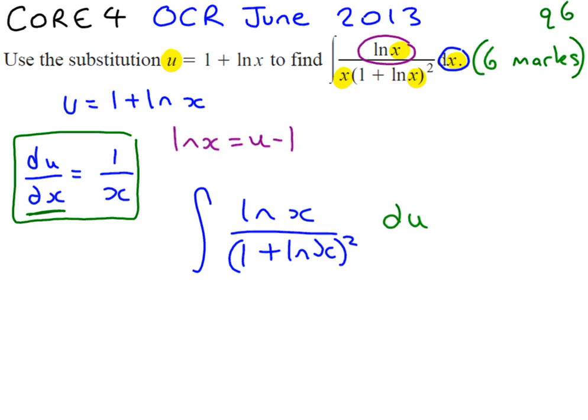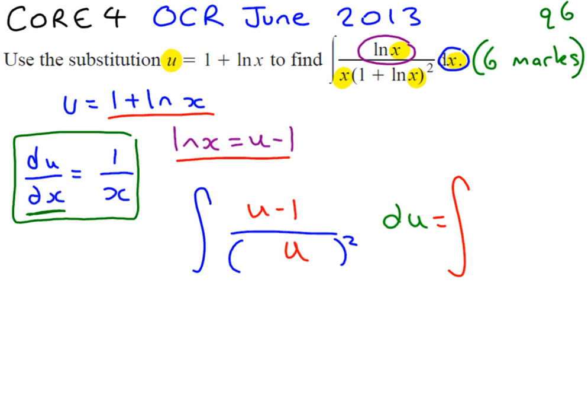We have to substitute the rest, and we can see that we have 1 plus ln x to substitute here. So we're going to change this to u. And we have ln x as u minus 1. So what we have to actually integrate is u minus 1 over u squared du.